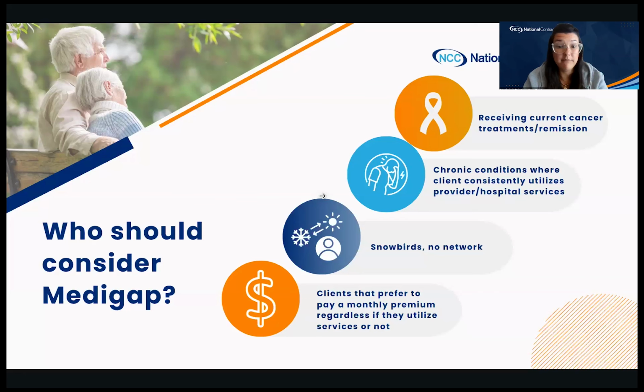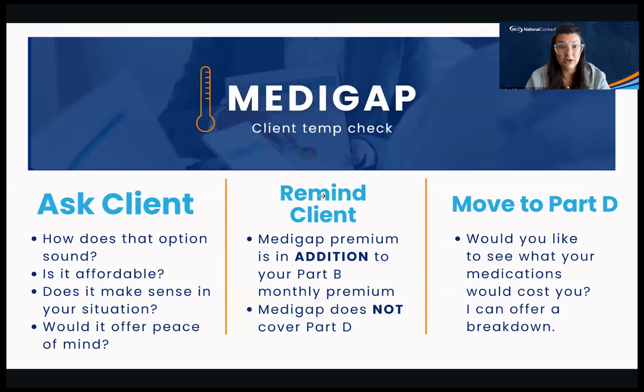They just want to pay a monthly premium. They can afford it. They're good to go. This is easy peasy. All right. So, things to talk to them about and consider.